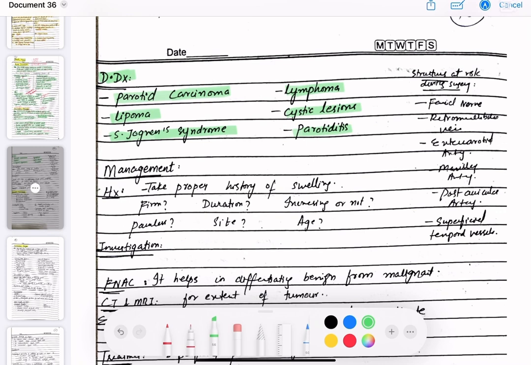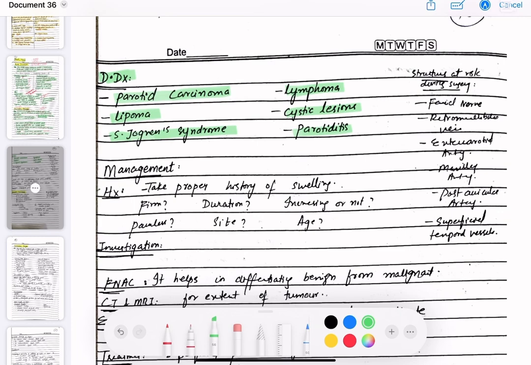If a swelling is present beneath the ear, first of all among the differentials, it may be parotiditis, that is the inflammation of the parotid gland. Then it can be the carcinoma of the parotid gland. Then it can be the lesions of the parotid gland. Then it can be Sjogren syndrome. Then it can be lymphoma, if any lymphoma develops here. It can be cystic lesions.